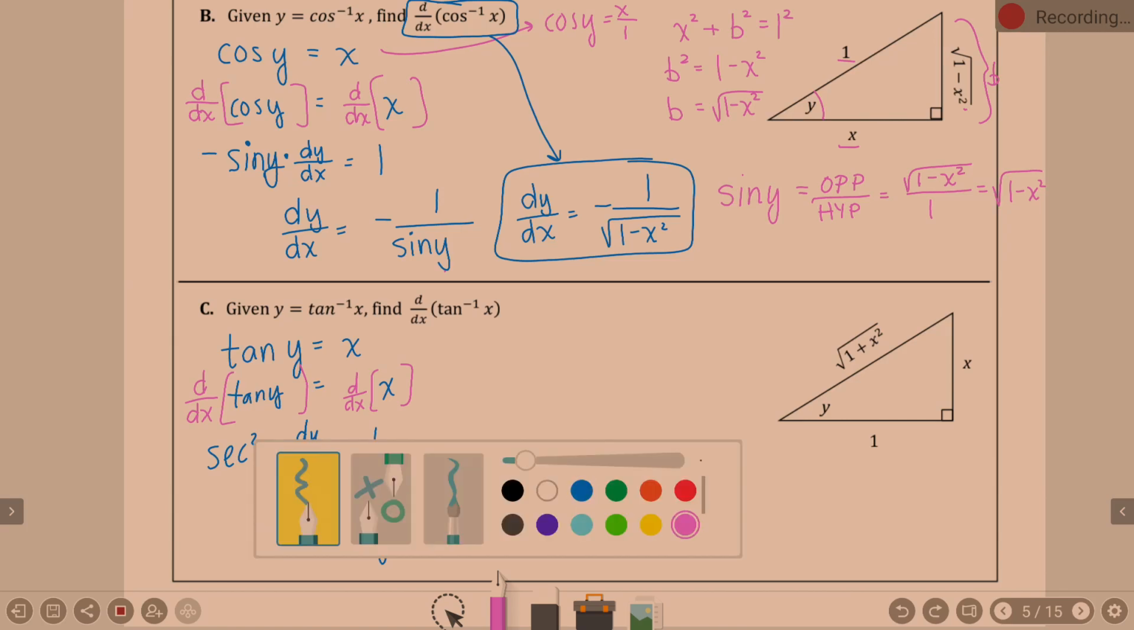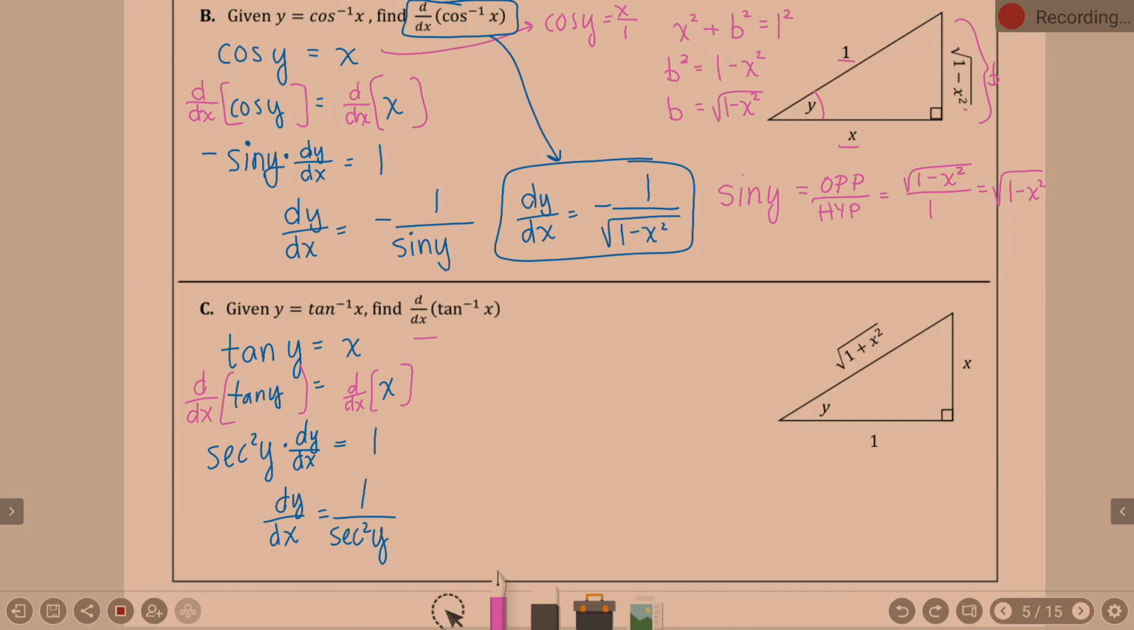Okay, so tangent of y is equal to x over 1. So here's y. Tangent is opposite over adjacent. I didn't say it, but I started to write it. So there we have x over 1.